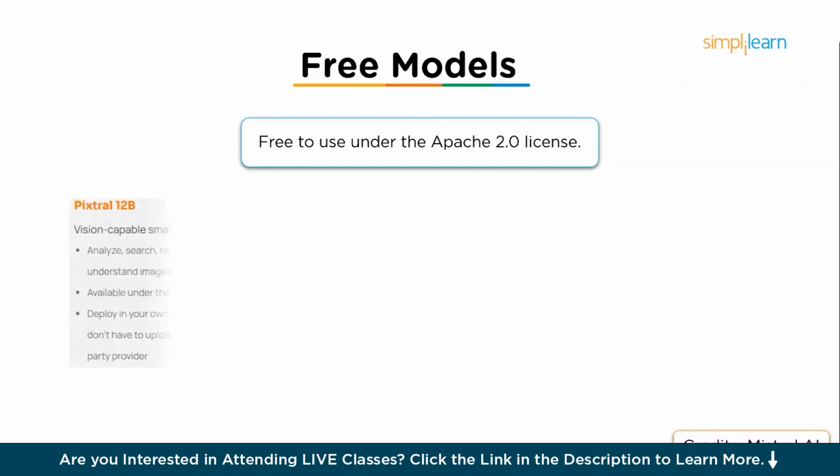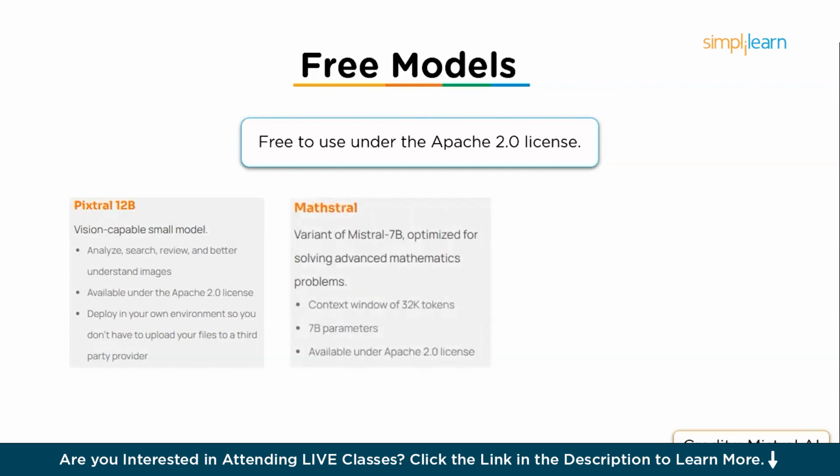So the first one is Pixtral 12B, a vision-capable small model that allows users to analyze, search, review, and better understand images. It can be deployed in users' own environments, eliminating the need to upload files to third-party providers. The second is Mathstral, a variant of Mistral 7B optimized for solving advanced mathematics problems. It features a 32K token context window and comprises 7 billion parameters.